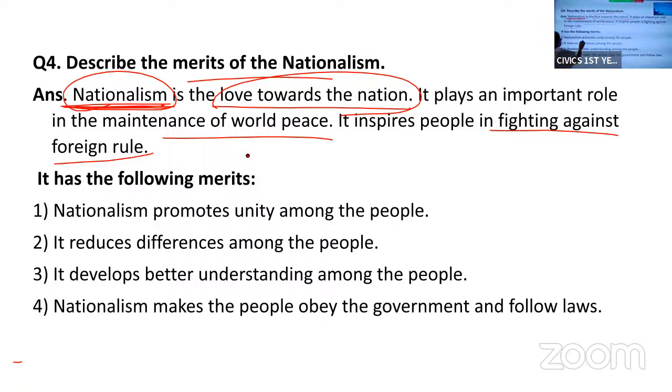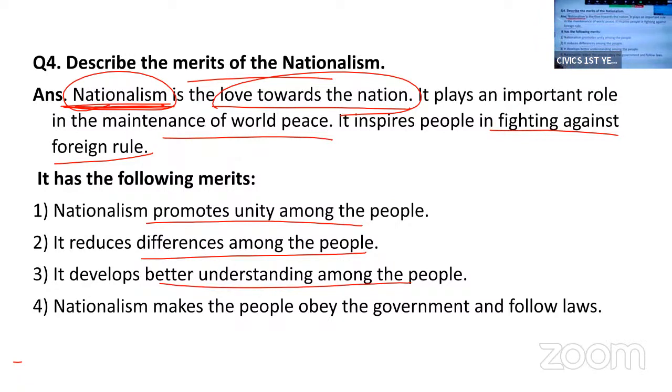Nationalism promotes unity among the people. It will promote oneness among the people. Unity means oneness among the people. It reduces the differences among the people. So when it is promoting unity, it is reducing the differences of caste, religion, etc. Then it develops better understanding among the people, so people will understand each other in a better way.